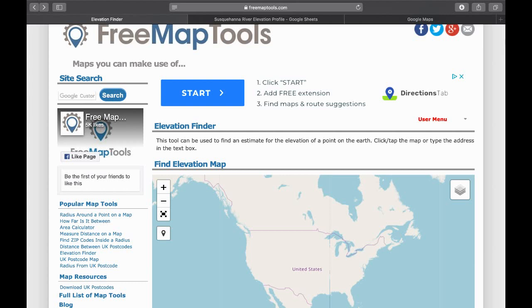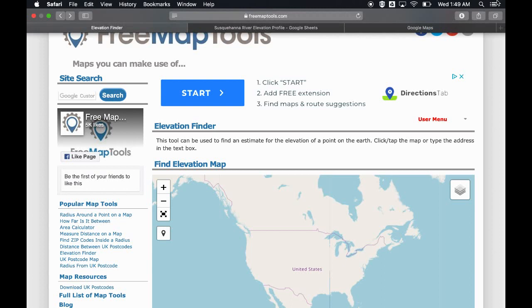Hello, Earth Science. We've got something else to do with rivers here. Hopefully you found the links that I put on the LMS. There's one link that takes you to a site that finds the elevation. And the other is, of course, just Google Maps.